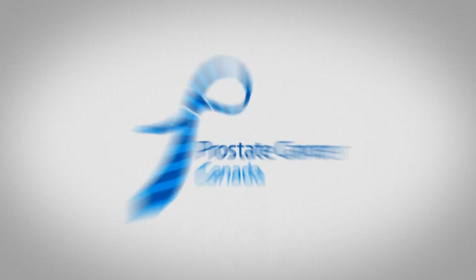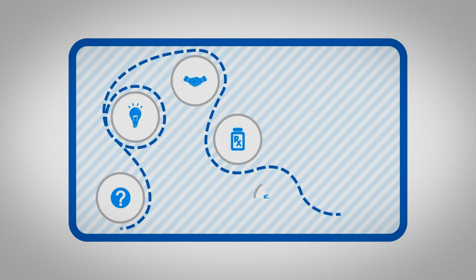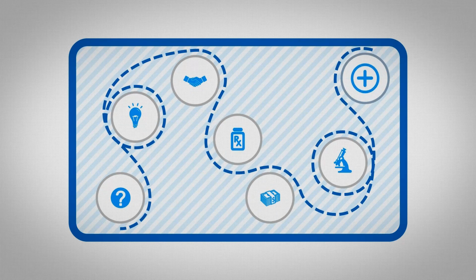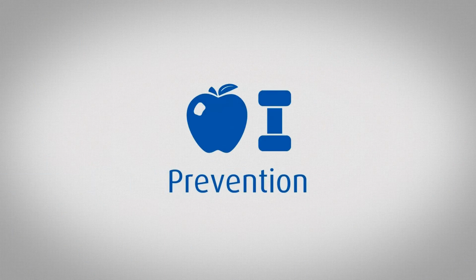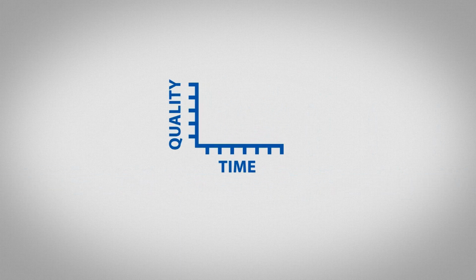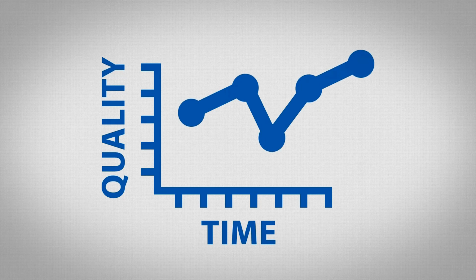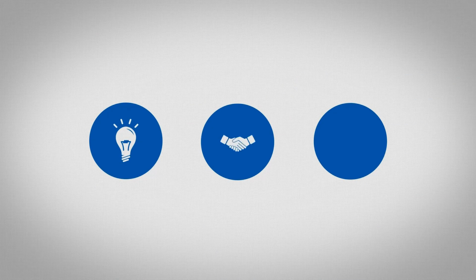Last year, Prostate Cancer Canada launched its Research Strategic Plan. It's a blueprint showing how we plan to build on research programs that will create positive change. In what areas? Prevention of prostate cancer, diagnosis, treatment, and survivorship, also known as improving quality of life, which may dip during treatment. The plan is based on three pillars: innovation, collaboration, and talented people.